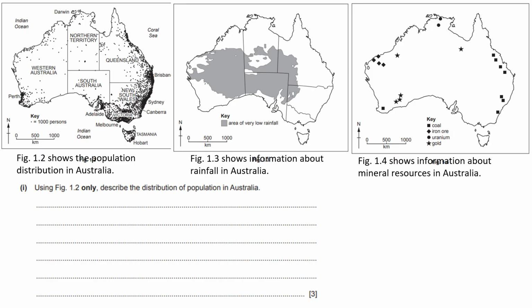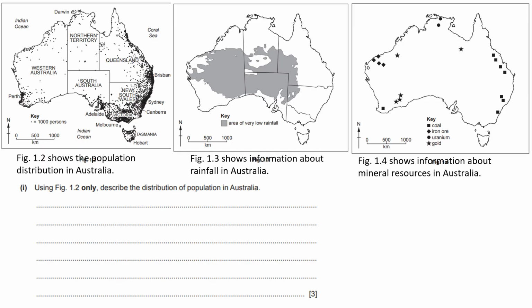showing different content. 1.1 is the population distribution, 1.2 is information about rainfall, and 1.4 is information about mineral resources in Australia. Now, they say using figure 1.2 only, describe the distribution of population in Australia. So if you look at this, anytime you are asked to describe population distribution, one major thing that is always correct is that the population distribution is uneven. That means it's not distributed equally around Australia here.